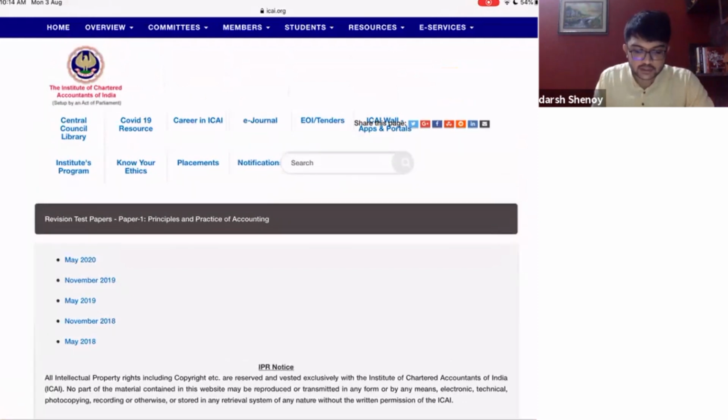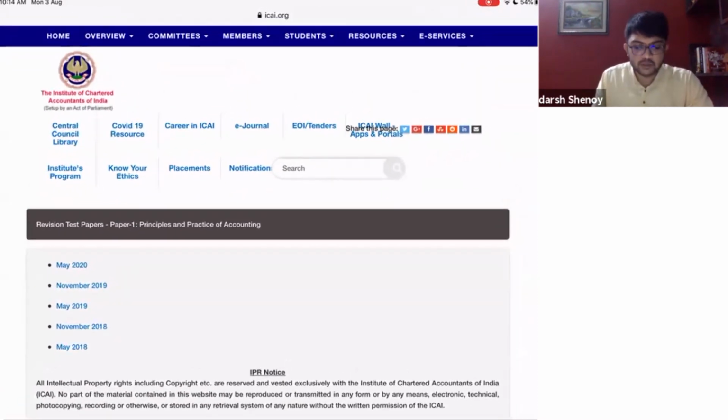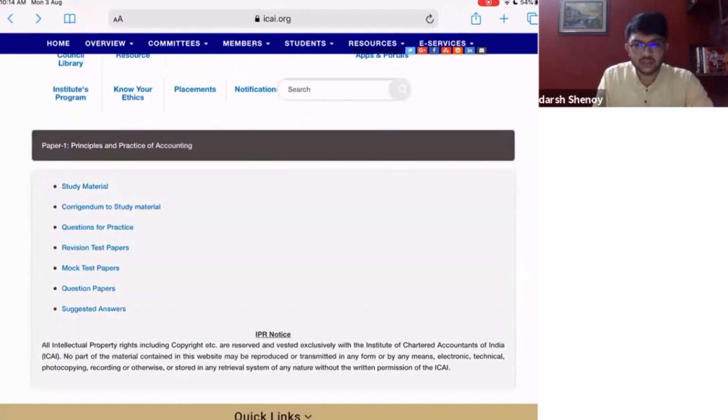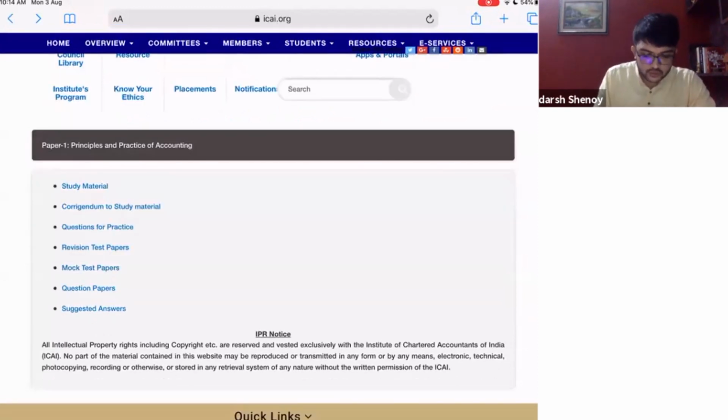So RTPs are sent by the institute. This soft copy is available over there. They give chapter wise questions in this RTP, so you can refer to it. Not now, later. The institute conducts mock tests, so the mock test papers are also available here. Then the old question papers. You will find the old question papers in the next category. Suggested answers means the institute's answers to that question paper will be given.